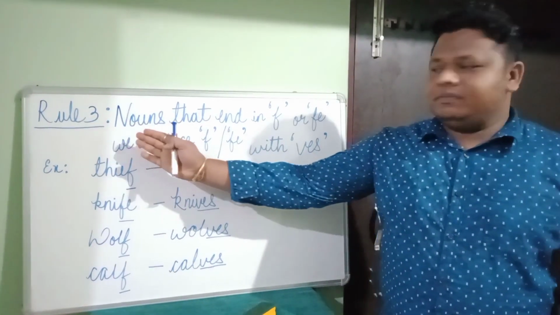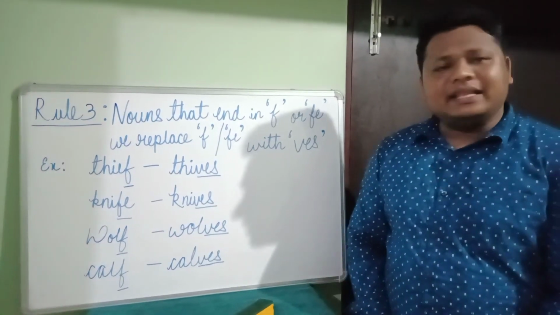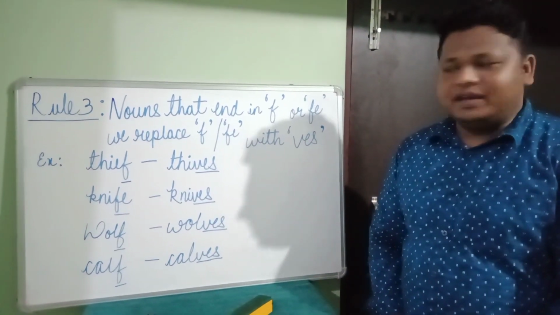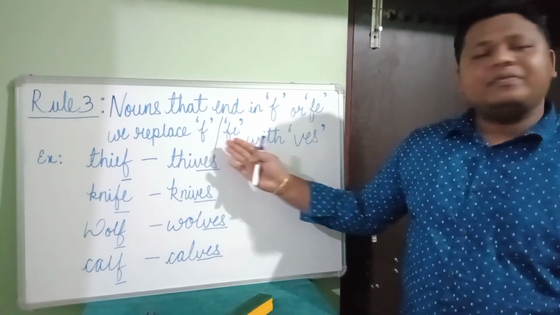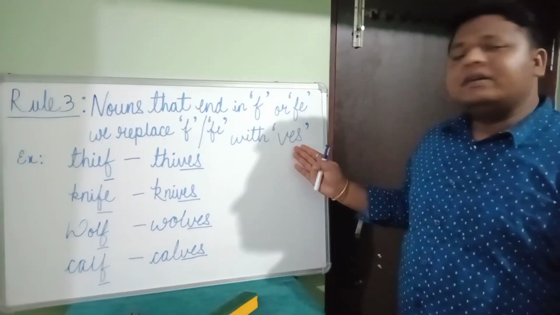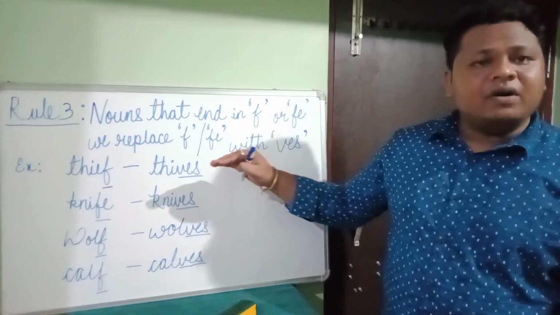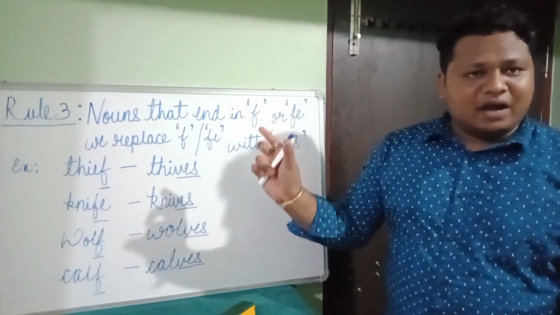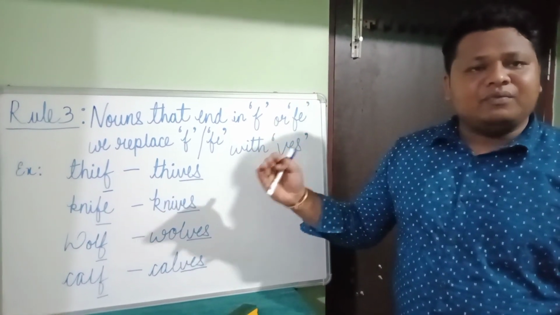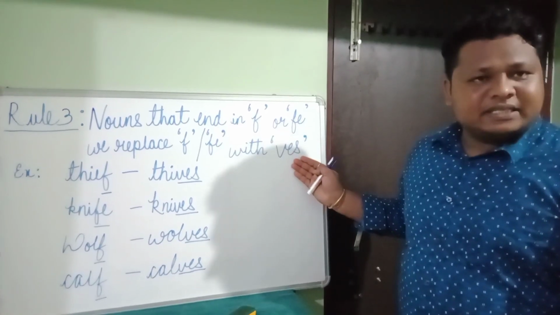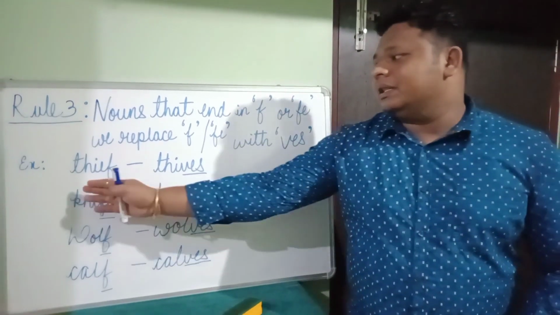Rule number 3. Noun that ends in f or fe. We replace f or fe with ves. Alright, so we have to remove the f or fe from that noun, and in place of that we have to add ves. Okay, let us see some example.